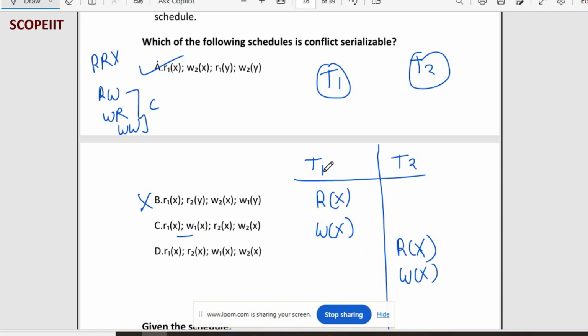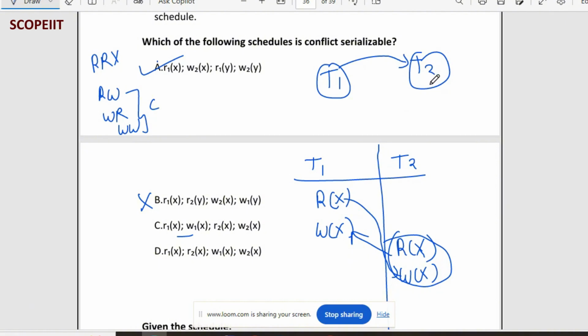Now let us see. R of X, R is not a confliction. R of X, W of X, so there is a confliction from T1 to T2. So let us draw one arrow from T1 to T2. Now check from T2 to T1. Here you can see both T2 transactions are below, so we cannot check down to up.